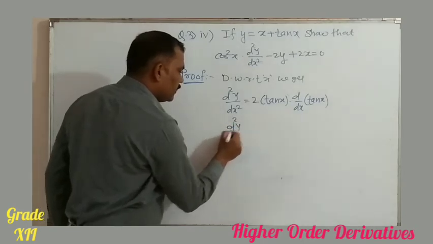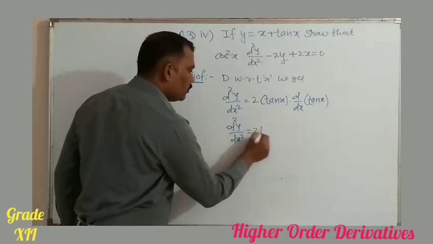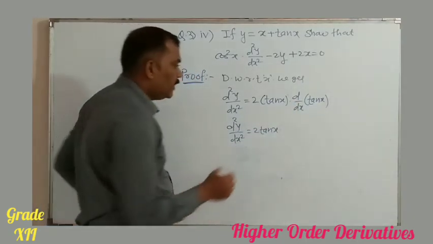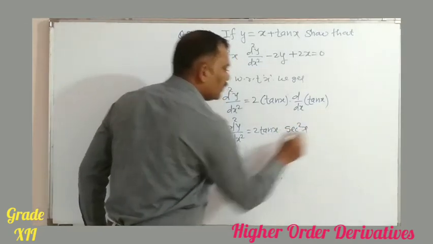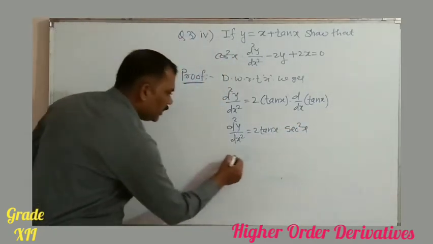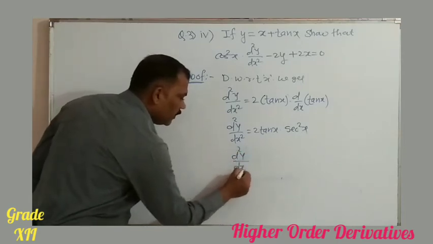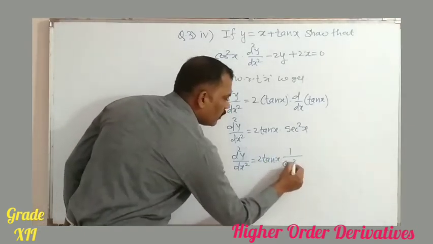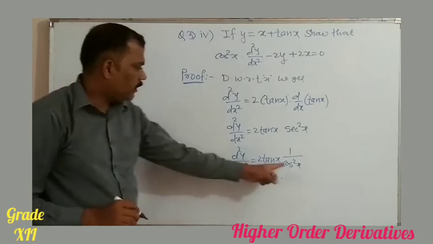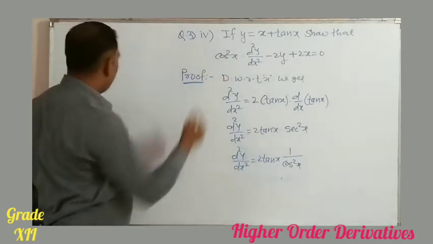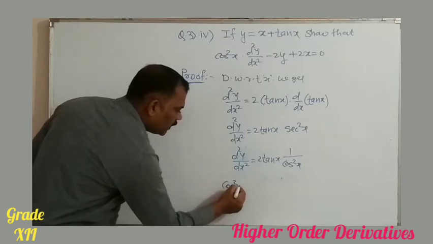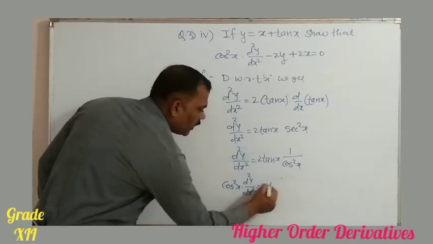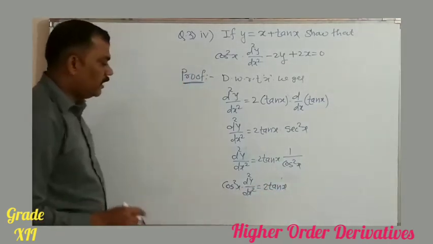So d2y by dx square is equal to 2 times tan x. What is the derivative of tan x? Derivative of tan x is sec square x. Sec square x is nothing but 1 upon cos square x, so d2y by dx square is equal to 2 times tan x into 1 upon cos square x. Now we take this cos square x to this side, because we require it, so cos square x into d2y by dx square is equal to 2 times tan x.